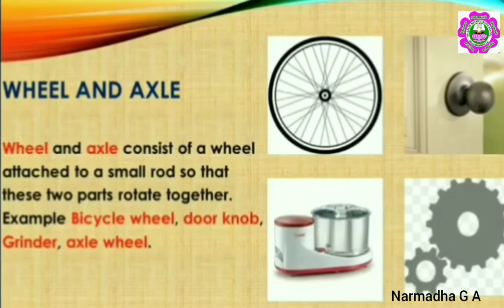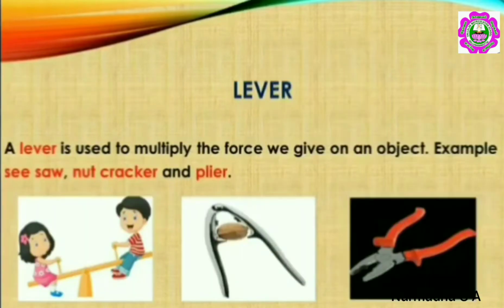Now we are going to see about the wheel and axle. Wheel and axle consists of a wheel attached to a small rod so that these two parts rotate together. Example, bicycle wheel, doorknob, grinder. Now we are going to see about the lever. A lever is used to multiply the force we give on an object. Example, seesaw, nutcracker and pillar.